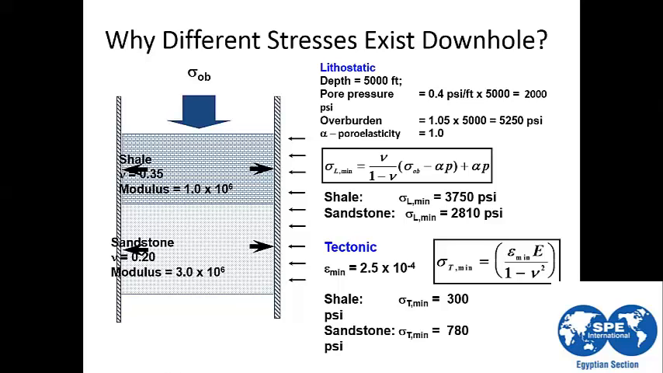If we are going to calculate the tectonic stress, we can see that shale is holding less tectonic stress than the sandstone, also because of the difference in Young's modulus and Poisson ratio values. So in this case, if we sum the values of both lithostatic stress and tectonic stress, we get that the shale is more stressed than the sandstone.